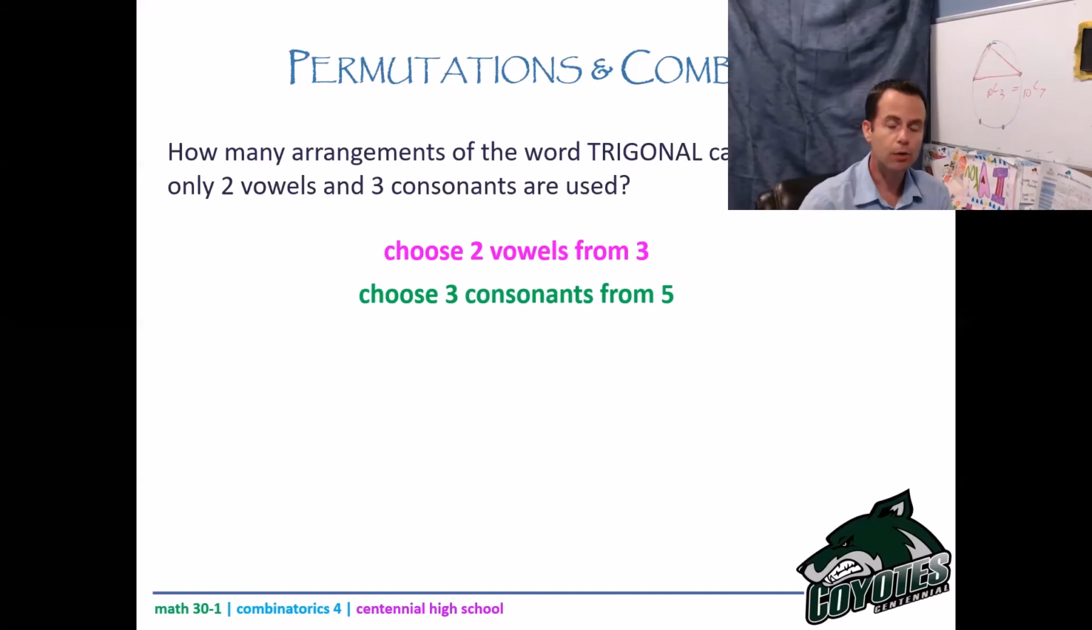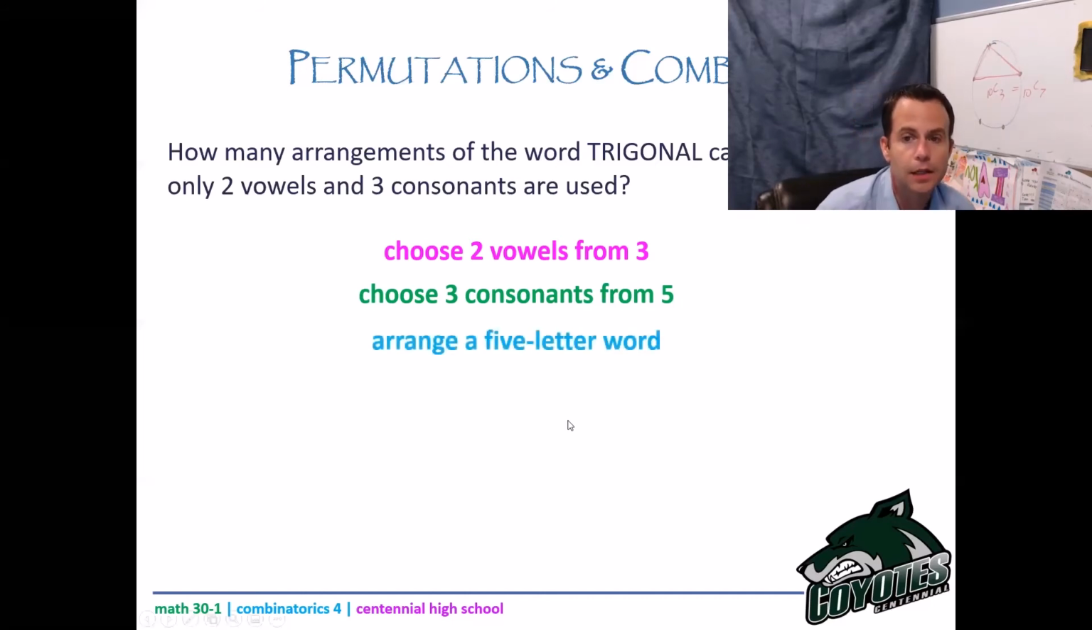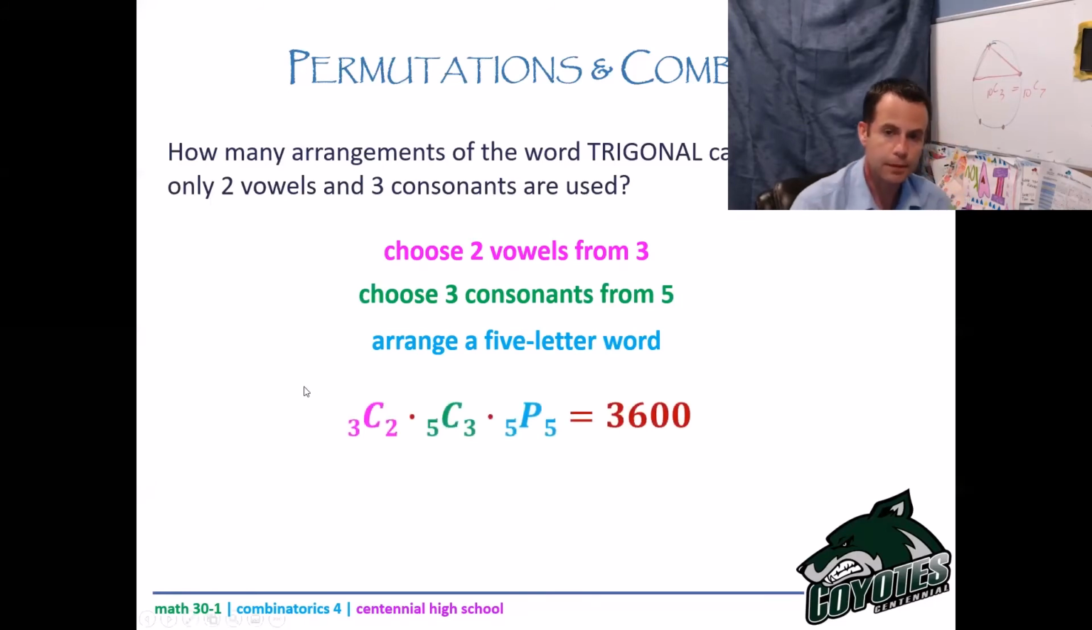So now I need to arrange the five letter word, okay? So that becomes three select two, that's getting my two vowels from a possibility of three vowels. Five select three, that's getting my three consonants from the possibility of five consonants. And then five permute five or five arrange five, that's arranging the five letter word. So I multiply all that together and I get 3,600.